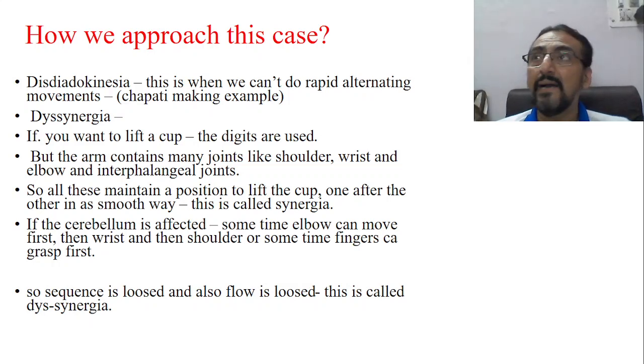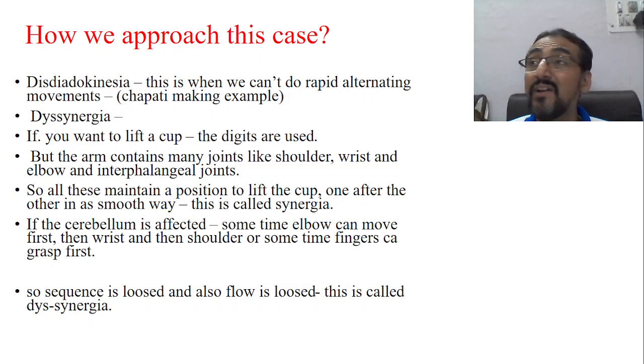Now there is another problem, that is dyssynergia. If you want to lift a cup, your digits should be used, isn't it? Suppose a cup of coffee is on the table, and if you want to lift it, your digits should be used. But the arm contains many joints like the shoulder joint, wrist joint, elbow joint, and interphalangeal joints, etc. All these joints, in order to lift the cup of coffee from the table, should be in coordination with each other. If my shoulder is above, I cannot lift it. The shoulder should come like this, the elbow joint should go like this, the wrist joint should do like this.